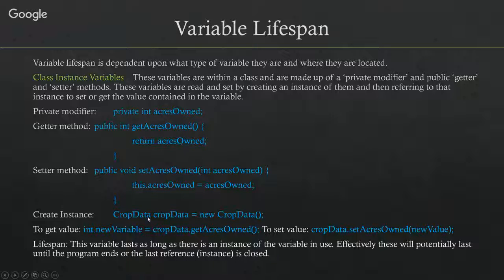Creating an instance of this class, we can do it this way. Crop data, which is the class, we're assigning a new instance of crop data to this variable, which has a lowercase, so that they're different. To get the value, we would say whatever our variable is we want to read in equals crop data, which is this here, dot get acres owned. So it would return the value to this here, and to set it, we use this here. The lifespan lasts as long as there's an instance of the variable in use. So effectively, these will potentially last until the end of the program, or until the last reference or instance of the class is closed.